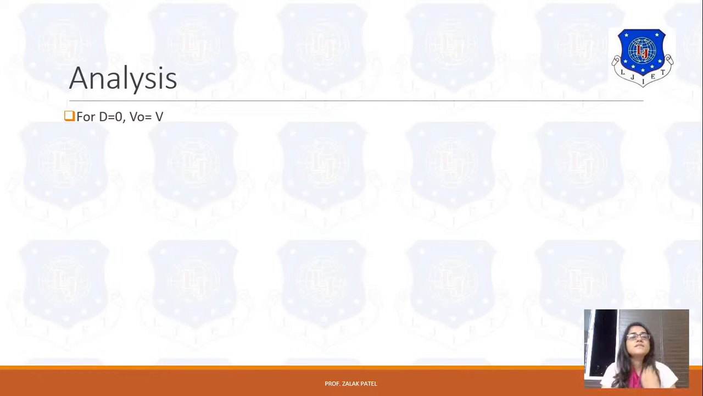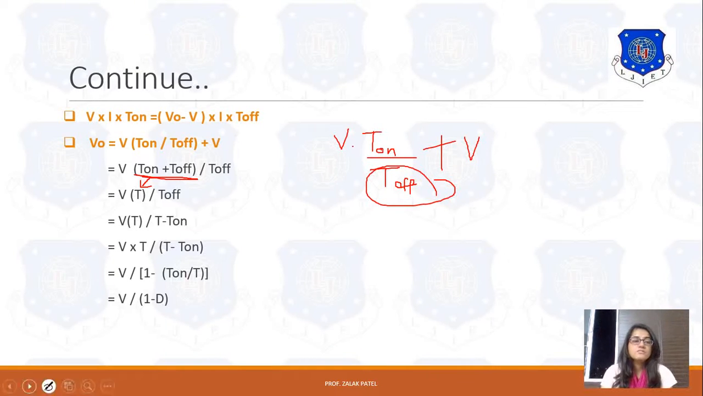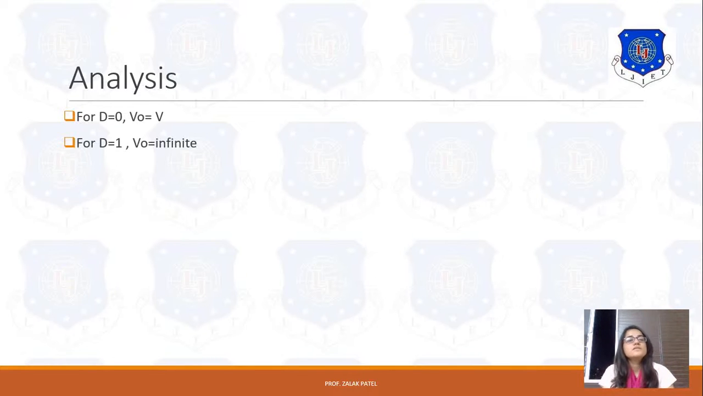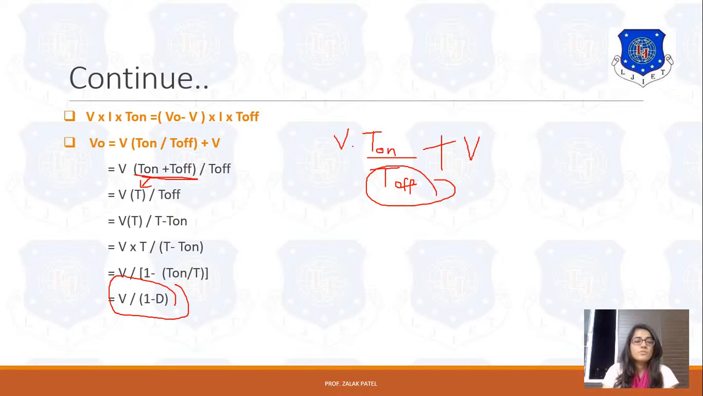Now for the analysis, we consider the last equation: V upon 1 minus D. If in this equation we put D as 0, it becomes V upon 1 minus 0, so V0 is nothing but V in that case. And for D equal to 1, V0 is equal to infinite. So if in the last equation we put D equal to 1, 1 minus 1 means 0, V upon 0, 1 upon 0 means infinite, and that's why V0, the output voltage, is infinite.